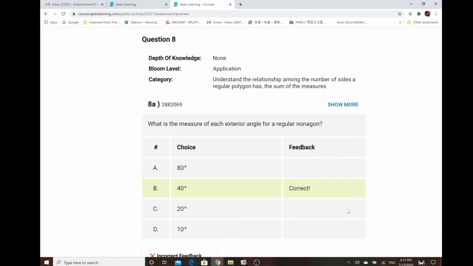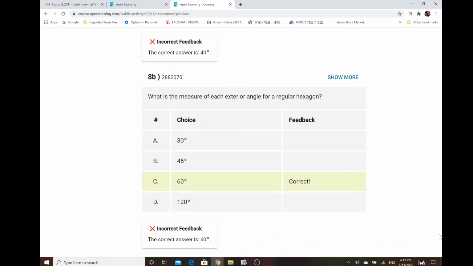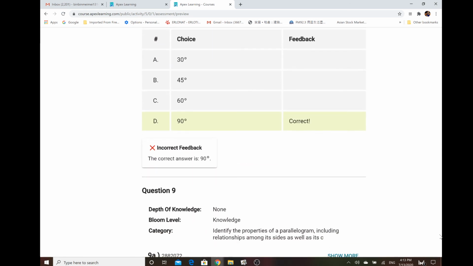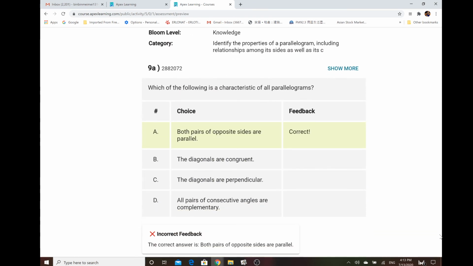And now number 8. What's the measure of each exterior angle of a regular nonagon? For a regular nonagon, this will be 360 divided by 9, which is 40. Regular hexagon, 360 divided by 6, so 60 degrees. Okay, quadrilateral, 360 divided by 4, so it's 90.